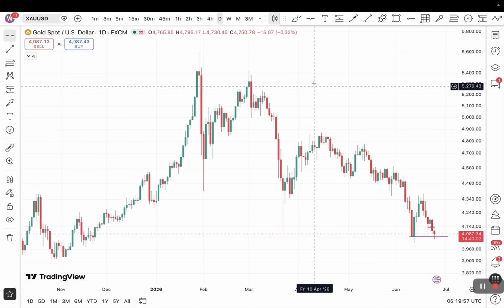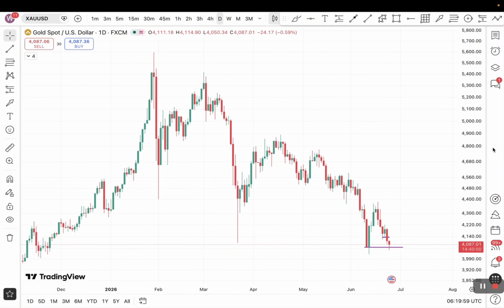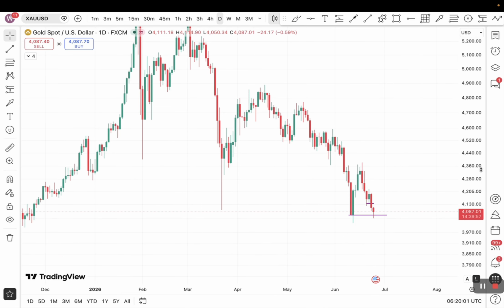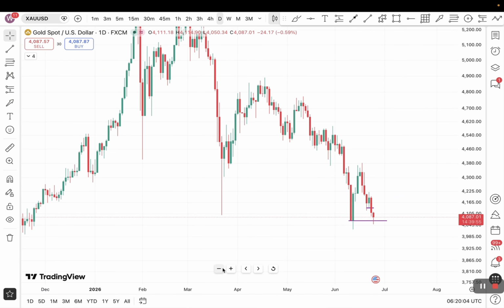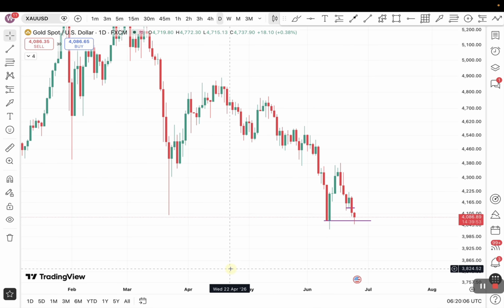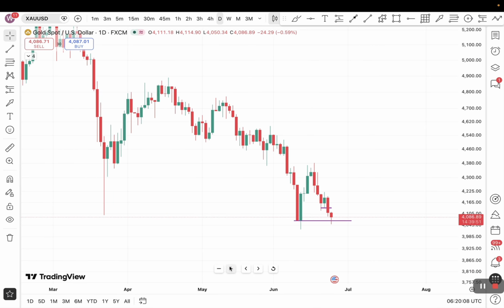Now you can see the daily candle has already given us that the market is in a downtrend. Trend is your friend. It's a downtrend. Let me go to my 4 hours.